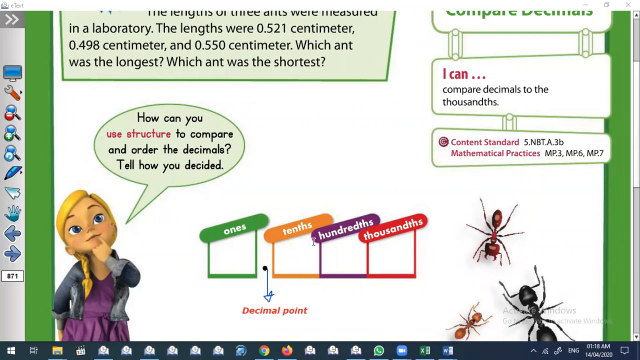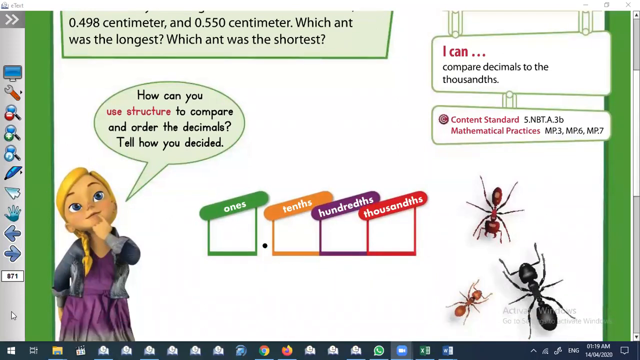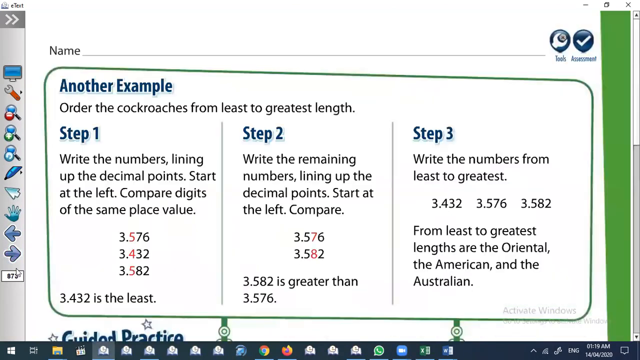The first digit to the right of the decimal point is tenths. After tenths, hundredths. After hundredths, thousandths. And the first number to the left of the decimal point is ones. So again, decimal point, tenths, hundredths, thousandths, and to the left is ones. Let's start our lesson, and it's a very easy lesson.